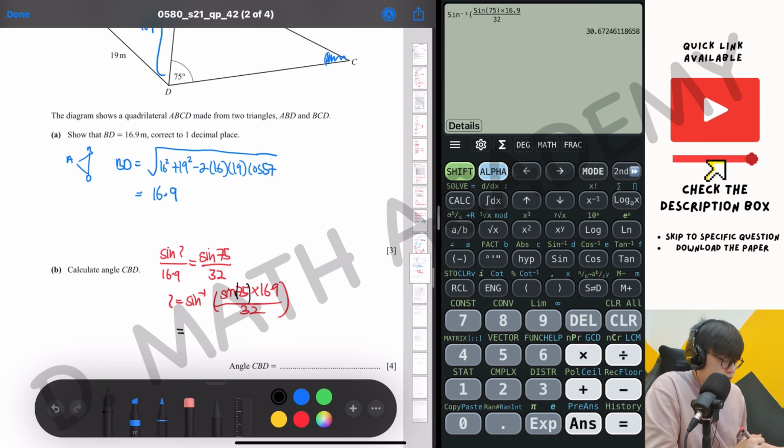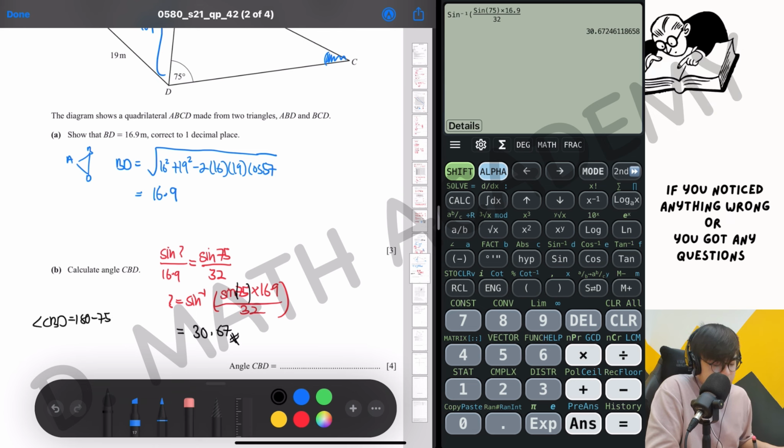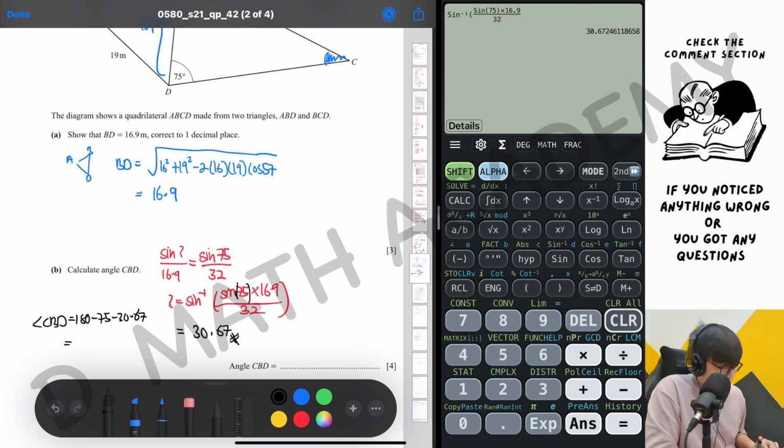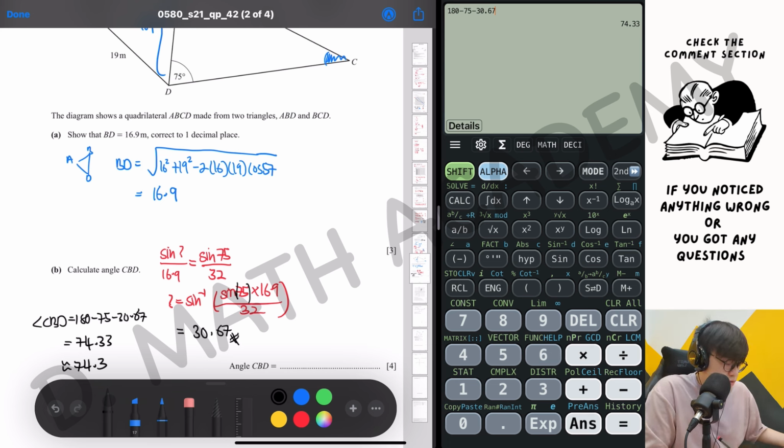So the result of this is actually 30.67 first. So to calculate CBD, you have to take 180 minus 75 minus 30.67. Your final answer should be 74.33, which when you make it into 1 decimal place, will be 74.3 degrees. So that's how you trace this.